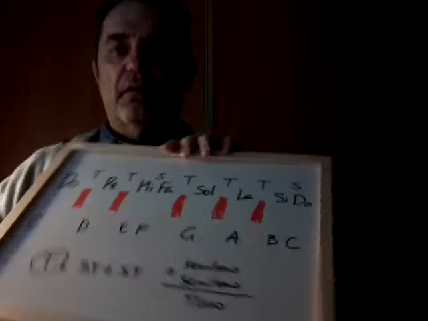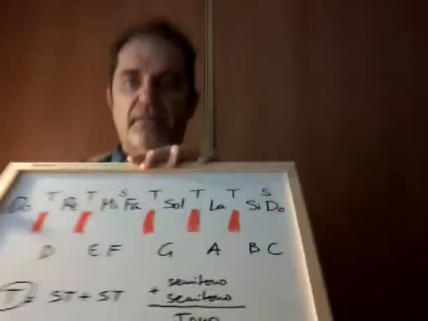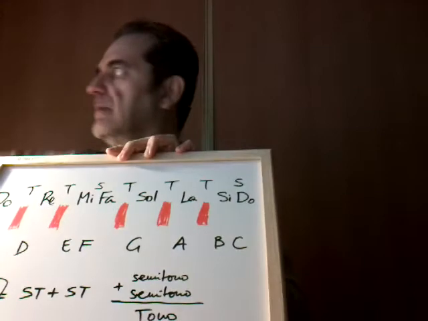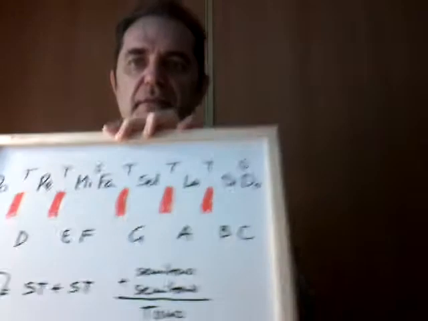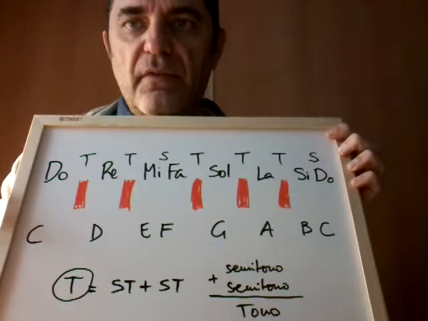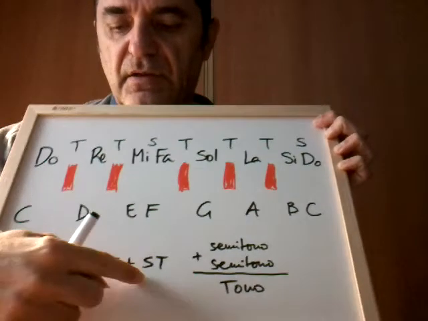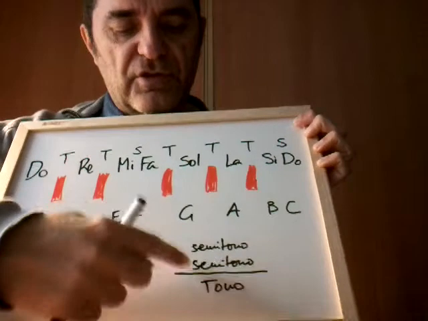equivalen, si los sumáis, si hiciéramos una suma, tendríamos el tono, ¿vale? If you have the light, come on, better now, right? So if you see, we've got two semitones equal a tone, dos semitonos igual a tono.